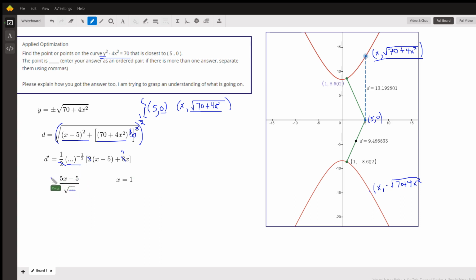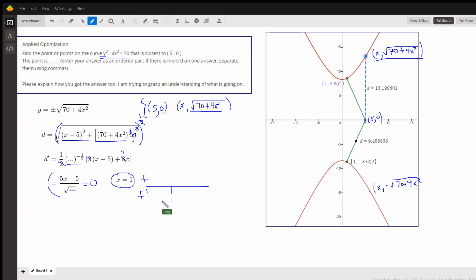Okay. And now when does this equal 0? Well, it only equals 0 when the numerator equals 0. And that's when 5x minus 5 equals 0, or x equals 1. Okay, now you could apply the first derivative test. There's a critical number. And then choose numbers in each interval, to the left of 1 and to the right of 1, to see whether we get a maximum or minimum value.